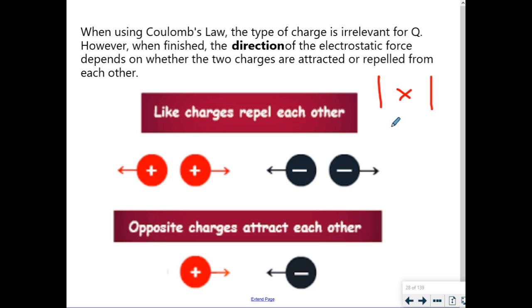And that really applies here. Don't worry about whether you have positive and positive, positive and negative, or negative and negative. Don't worry about the types you have. Do the math, and then when you're done, figure out whether it's attracted or repelled. So don't worry about trying to put positives and negatives into this equation. You use that concept later.